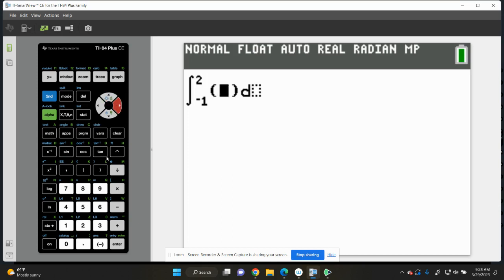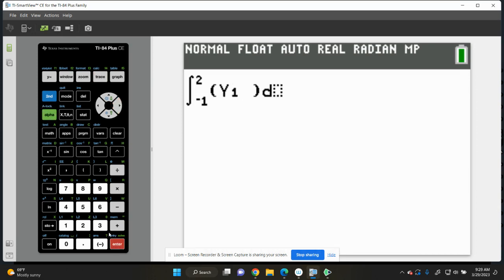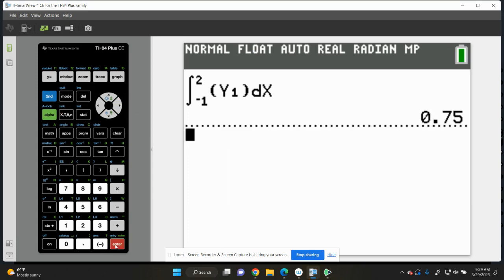You can only do this for a definite integral. You can't do it for an indefinite. So the ones that don't have a lower and upper bound, you can't use your calculator. Now, I already have the function in y1, so I can just choose y1. If not, I could type the function in right here. And then with respect to x, and there we get our answer, 3/4. So you just put the original function.